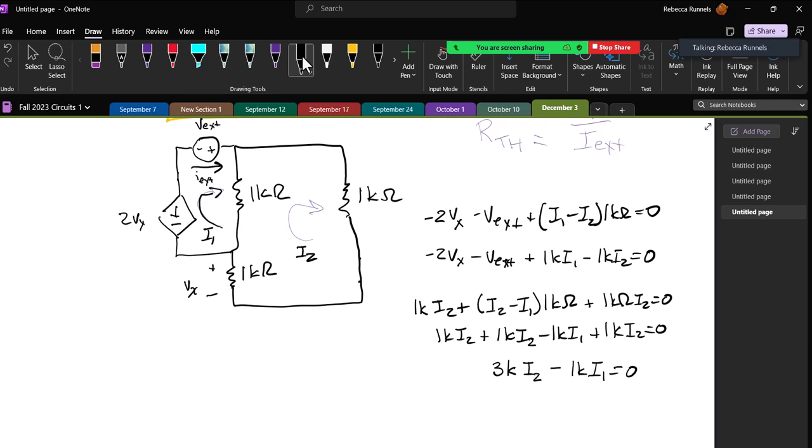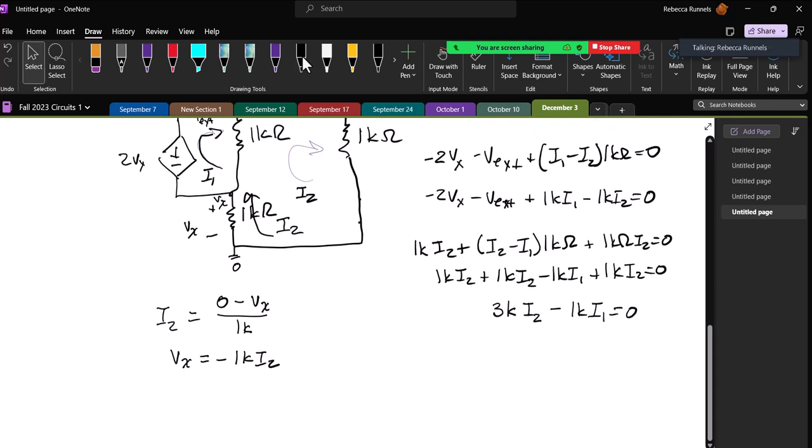Now I want to look at my Vx. So I notice that Vx has just I2 running through it. And so if I call this side 0 and this side Vx, then I can say that I2 equals 0 minus Vx over 1k, or Vx equals minus 1k I2.